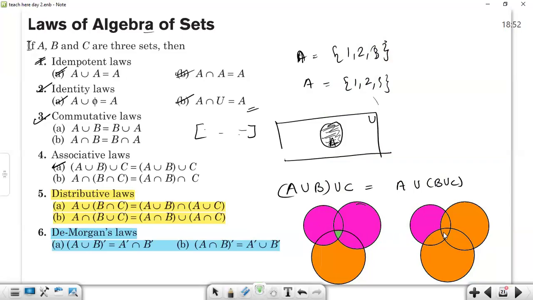This particular region is the same. So that's why the associative law works here also. Now, clear? Yes, sir.